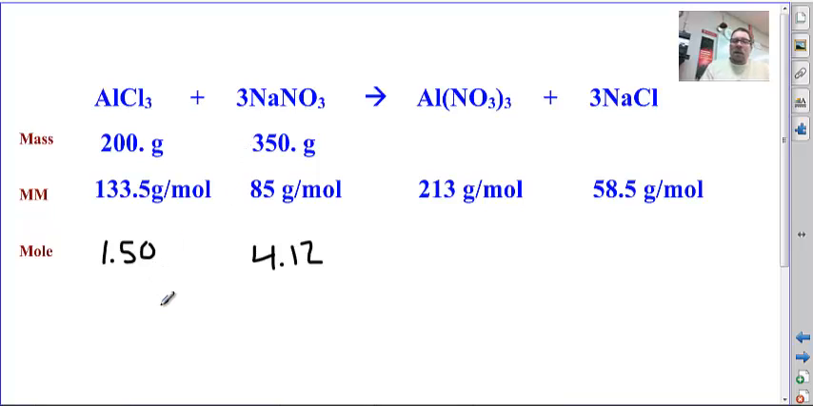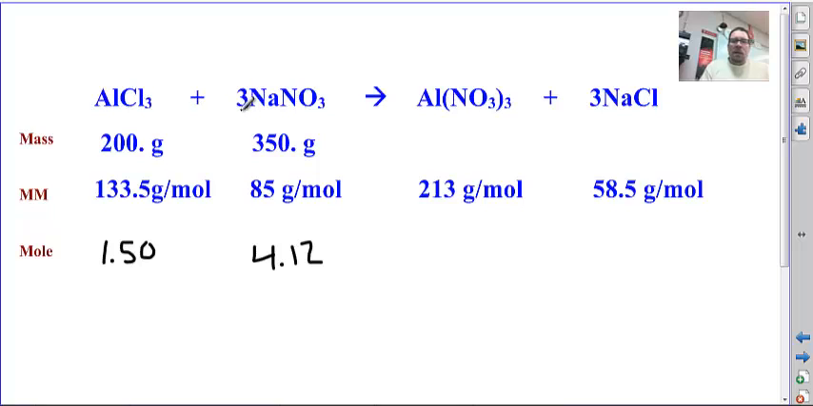And that would be a pretty valid guess at times, but remember, the mole ratio here is 3 to 1. You need 3 times the amount of moles of sodium nitrate as you do aluminum chloride.